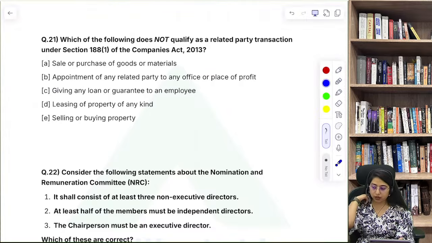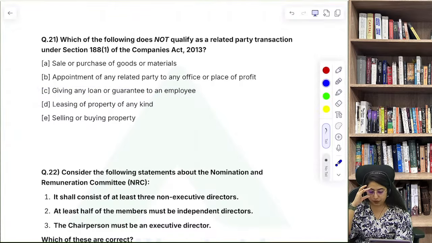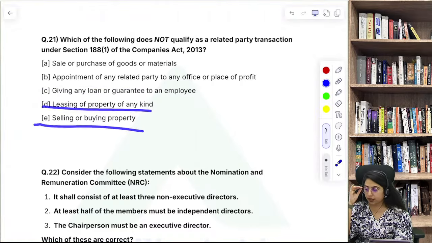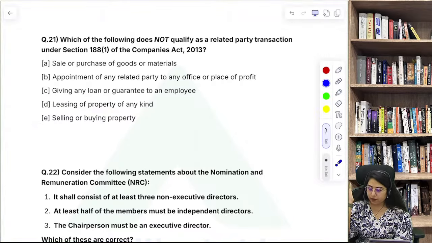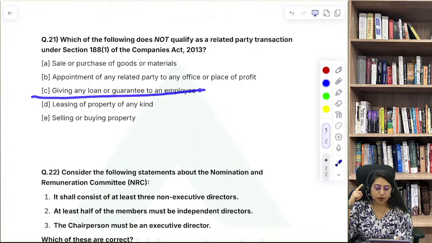of the Companies Act, and the other related party transactions which qualify are sale or purchase of goods and materials, appointment of any related parties to any office or place of profit, leasing of property of any kind, selling and buying of property, availing or rendering services. Okay, absolutely. Loans to directors, loans, guarantees, investments by company come under sections 185 and 186, and an employee is not a related party. Therefore, it is not considered a related party transaction.